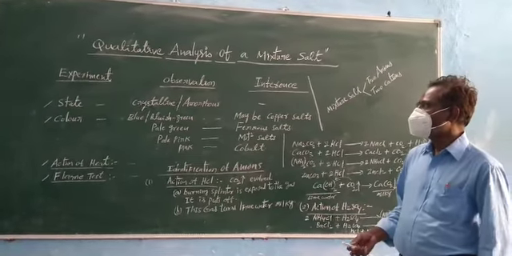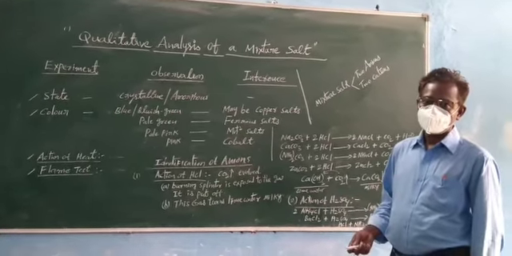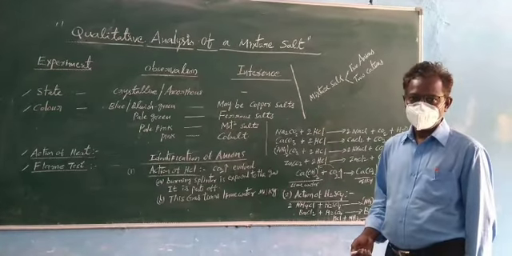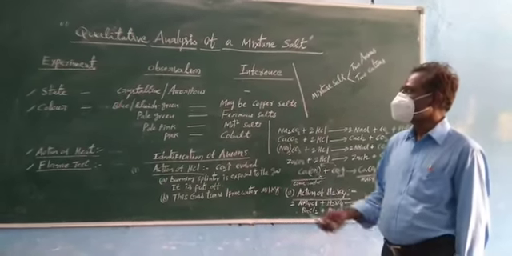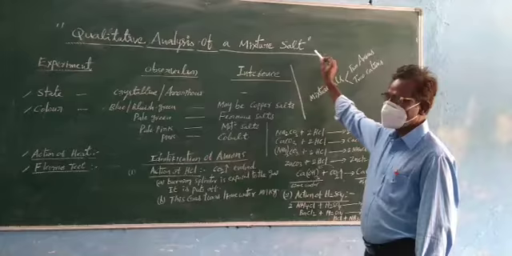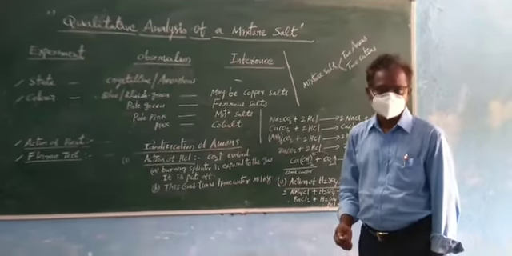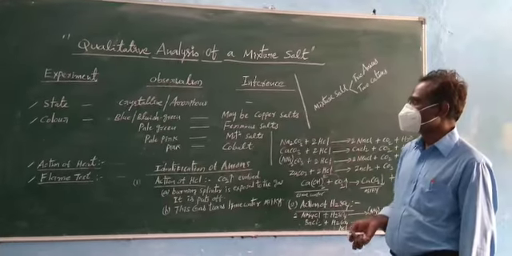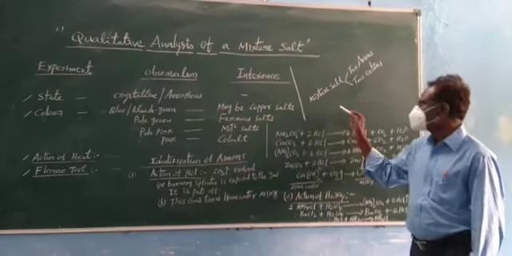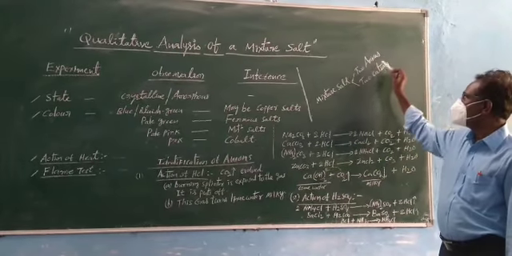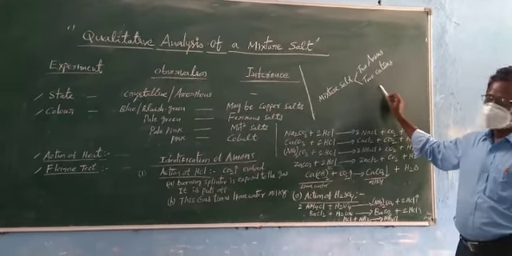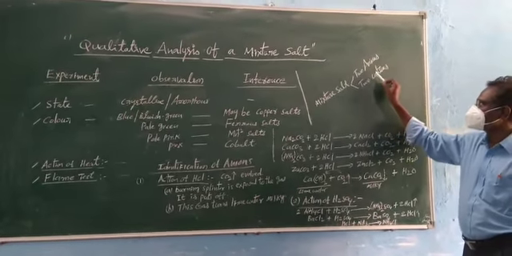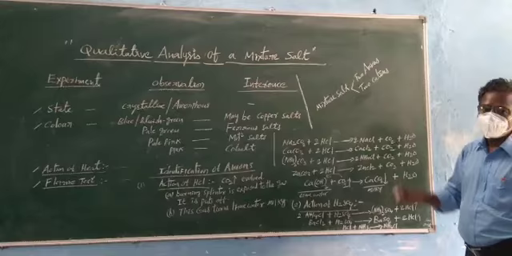But here we have to find out more than one cation and one anion. That is qualitative analysis of a mixture salt, not simple salt. You know very well, a mixture salt generally contains 2 anions and 2 cations.